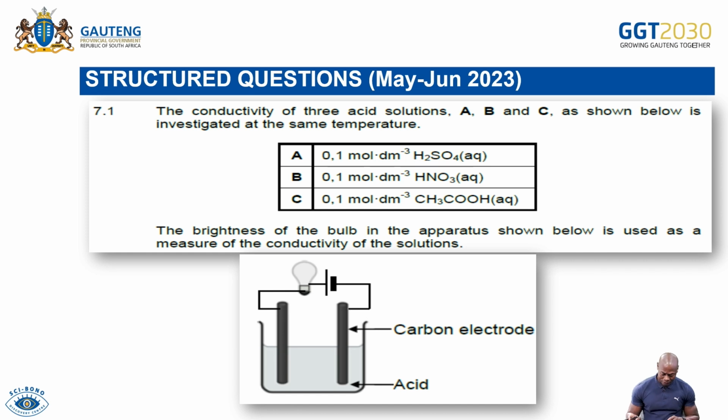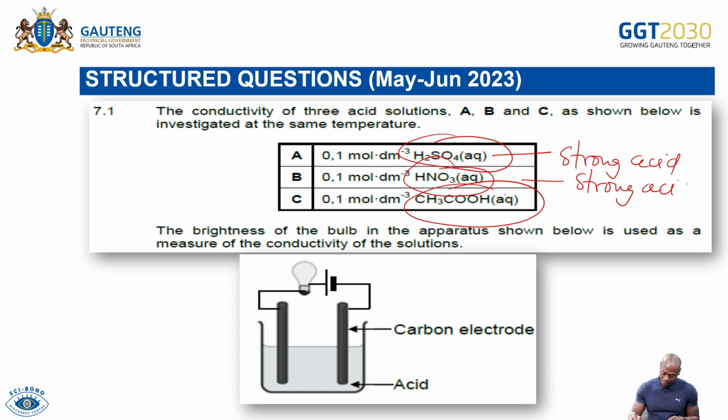All right. Then another question here. The conductivity of 3 acid solutions, A, B, and C, as shown, is investigated at the same water temperature. So we are having A, B, C. A is 0.1 mole per cubic decimeter of hydrochloric acid, sulfuric acid, nitric acid of the same concentration, and ethanoic acid of the same concentration. But what we know is that this one is a strong acid, this one is also a strong acid, but this one would be a weak acid. So strong, weak, strong.